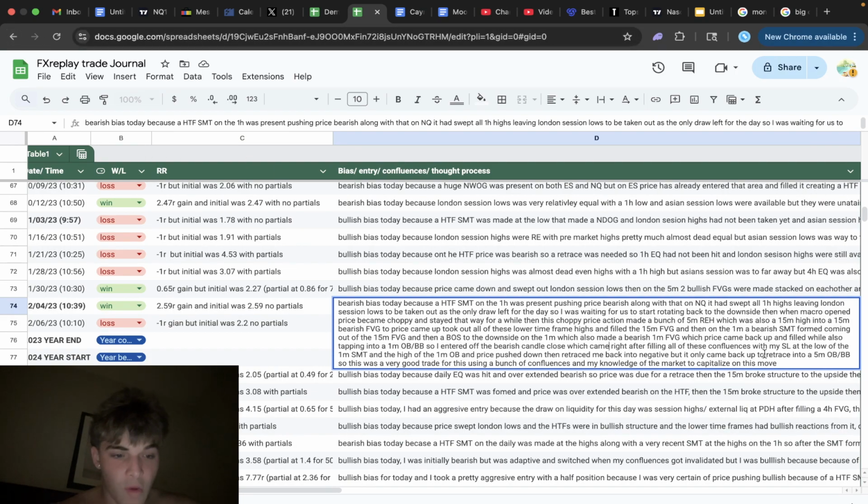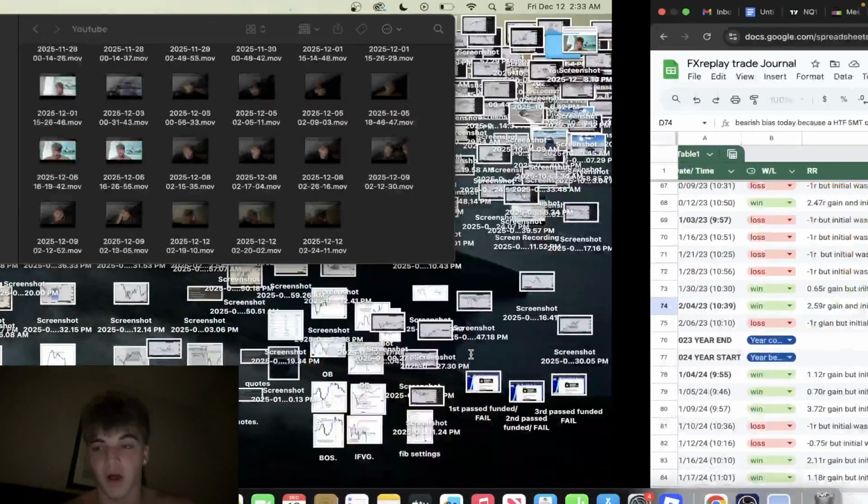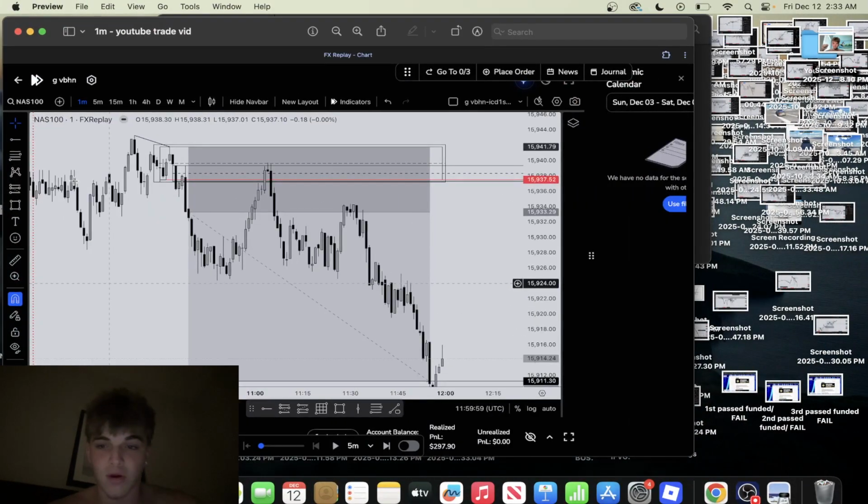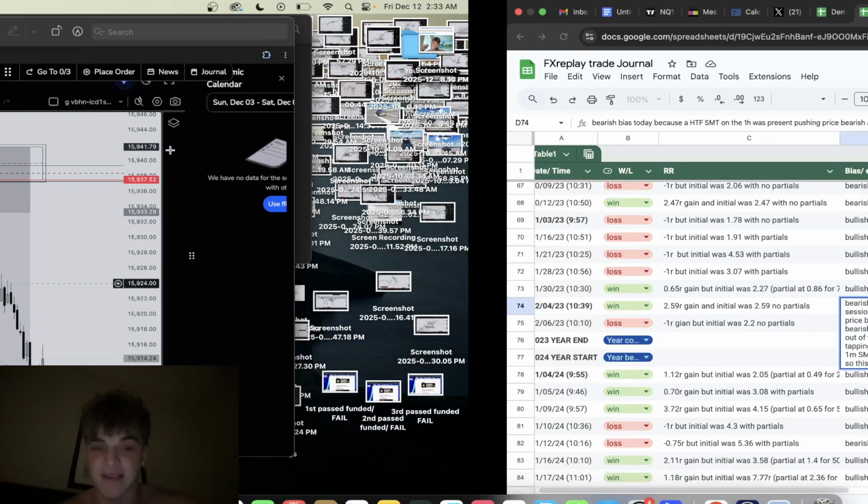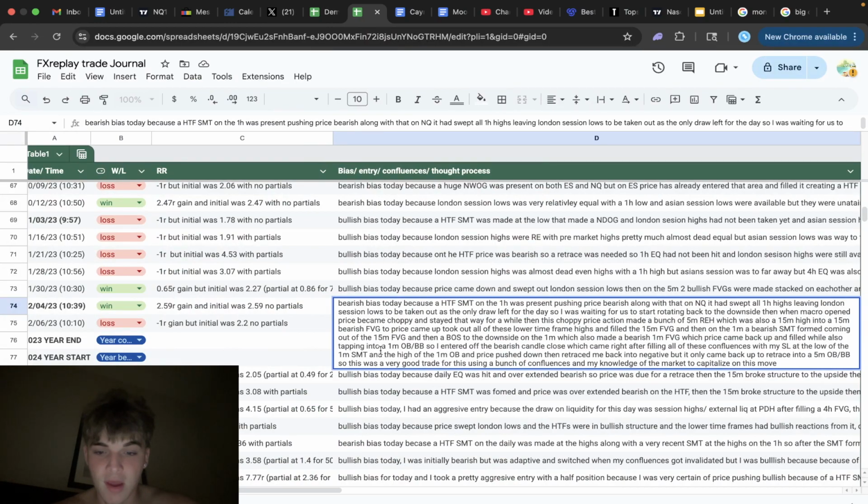And the only confluences with my stop loss, right, we're right here, fellas. Stop loss at the low of the 1 minute SMT and the high of the 1 minute order block. Boom, boom, boom. Stop loss at the low of this 1 minute SMT and the high of the order block on the 1 minute. Order block, breaker block. High of the order block, low of the SMT. Boom. And the high of the 1 minute order block. Boom, already said that. And price push down.